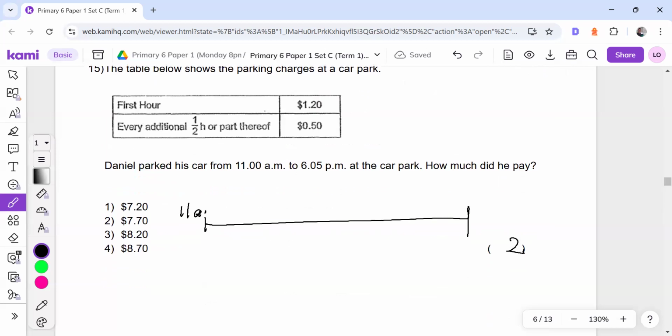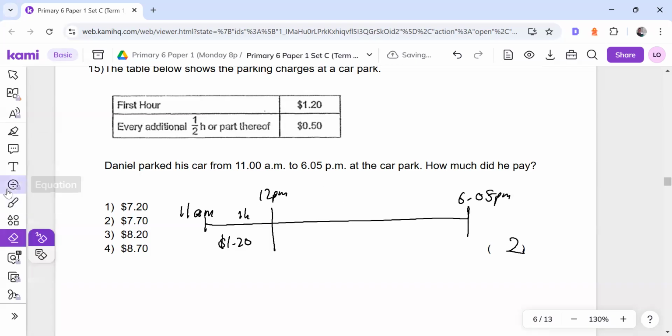Okay, so you have 11 a.m. to 6:05 p.m. All right, so a very important line, because you need to cut the first hour and that will be until 12 p.m. How much is the first hour? $1.20. Then cut half an hour. Wow, there are a lot of half hours to cut. So are you going to cut? No, don't cut.